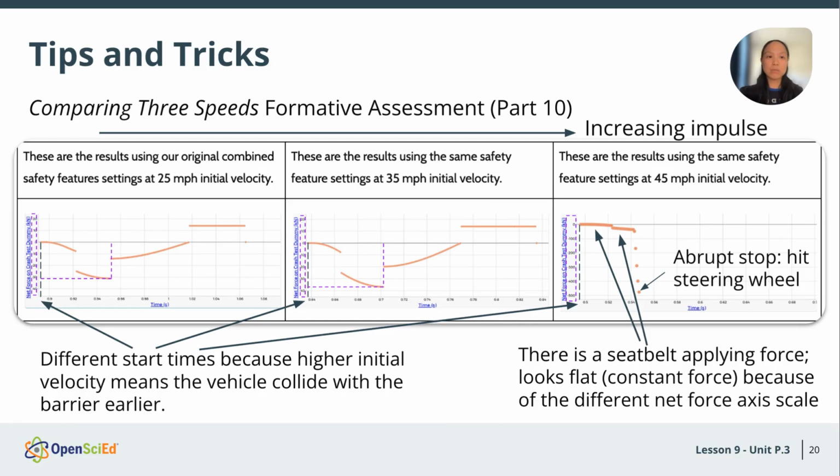Students tend to assume that in the 45 miles per hour collision scenario, a seatbelt does not act on a crash test dummy because it's hard to see the increasing magnitude of force as the seatbelt extends. However, this is simply because the scale of the y-axis is quite different due to the high net force when the dummy hits the steering wheel in this particular collision scenario.